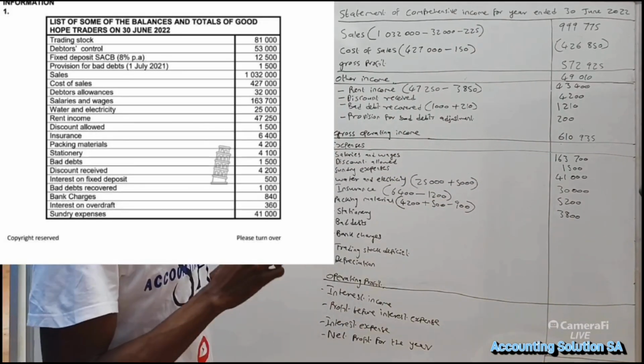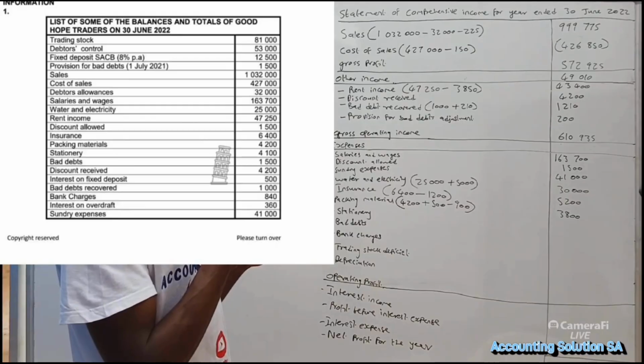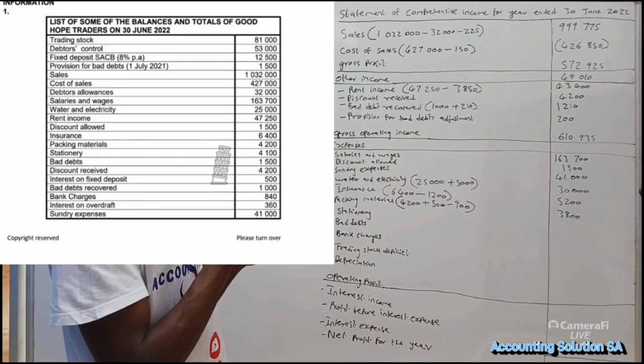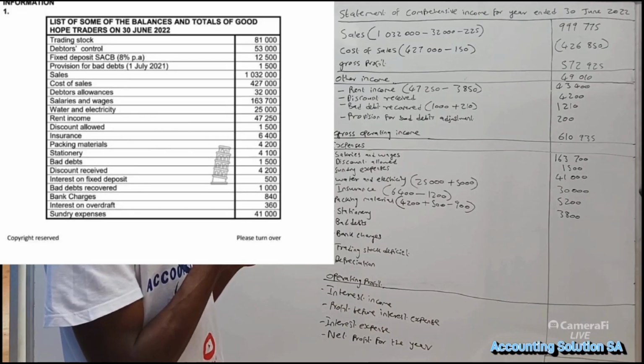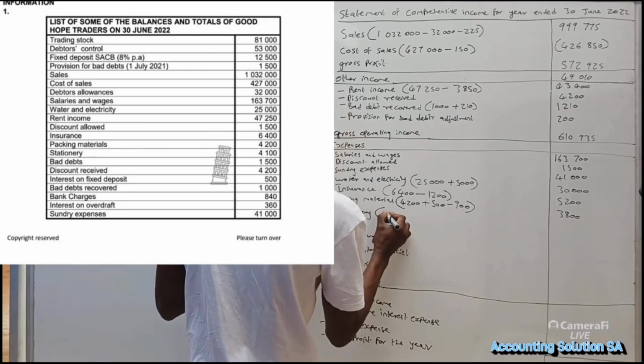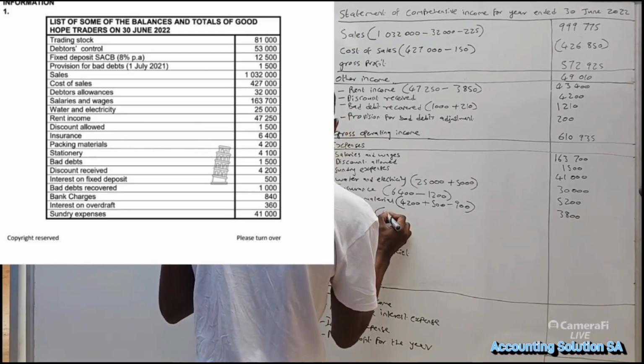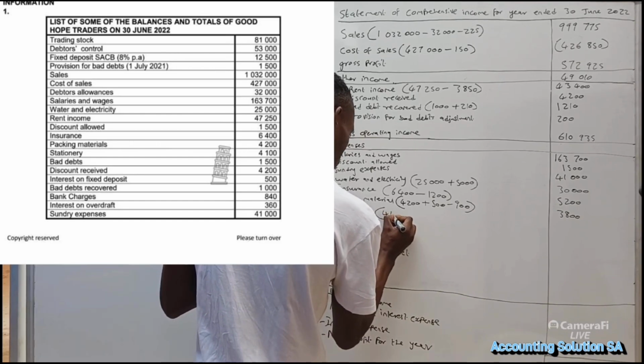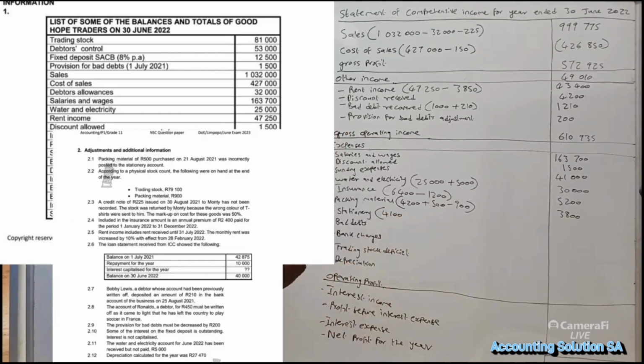Okay, then now let's proceed. Another one, we have stationery. We check on the trial balance first. For stationery, we have an amount of 4,100, and we check if we have any adjustment for stationery.